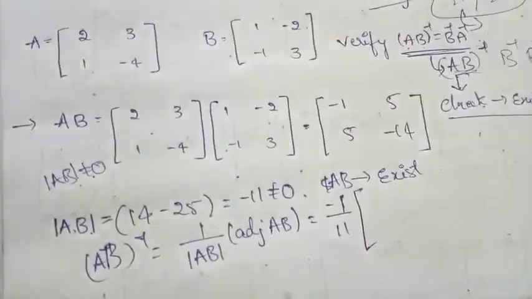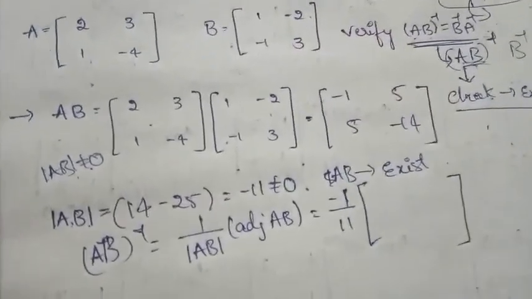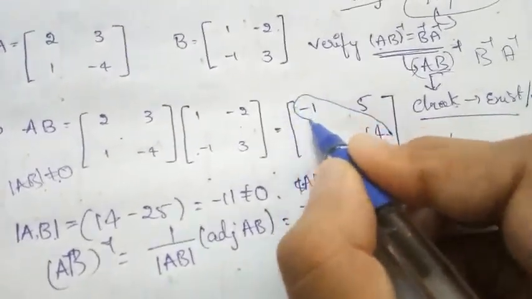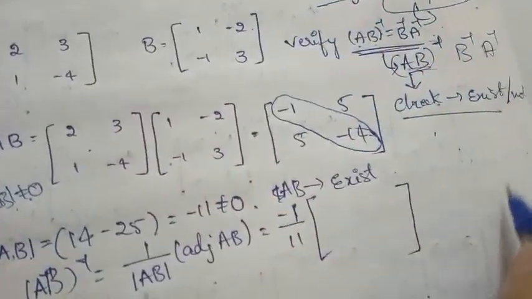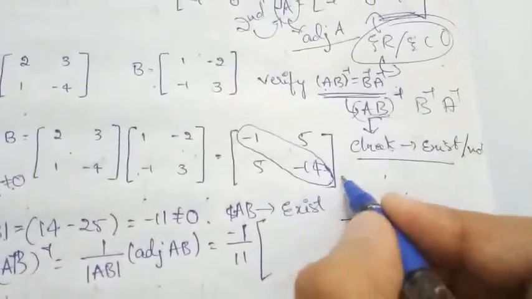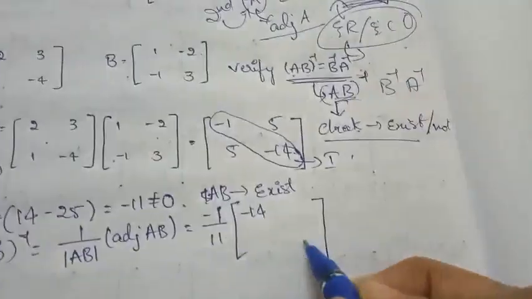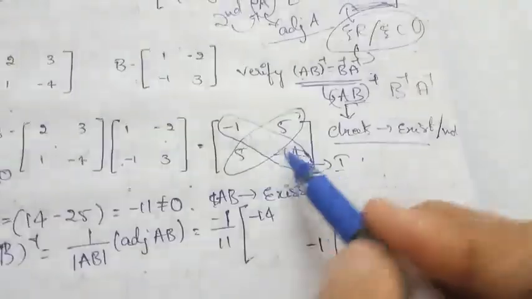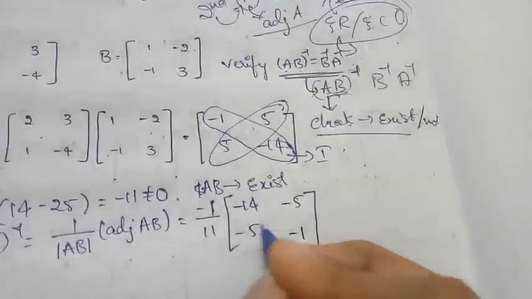Now we need to find the adjoint of this matrix. I have already shown one of the easiest methods, a trick, to find the adjoint of a matrix of order 2. About this diagonal I need to interchange the elements. So here I interchange this one, and it becomes minus 14 and 1. About the other diagonal, I need to change the sign. That is minus 5, minus 5.